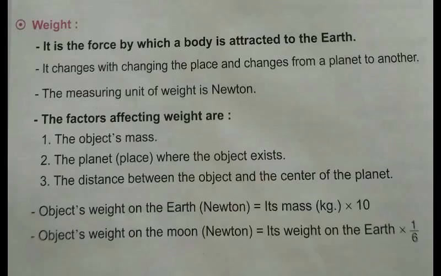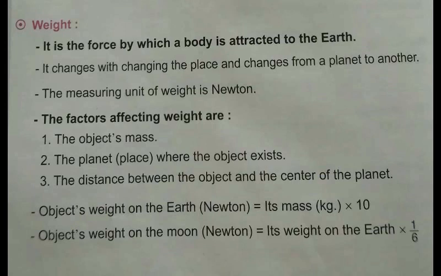نيجي للويت. الديفينيشن بتاعه it's the force by which a body is attracted to the earth. لأن نفتكر كده زي ما قلنا الوزن هو نوع من القوة. It changes with changing the place and changes from a planet to another. يبقى بيتغير الويت من مكان لمكان ومن كوكب لآخر.